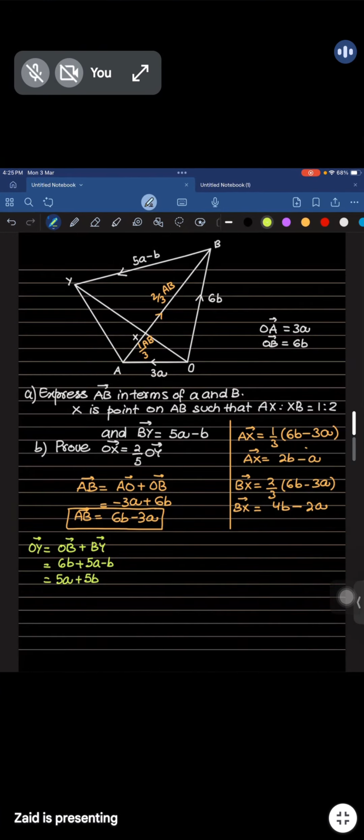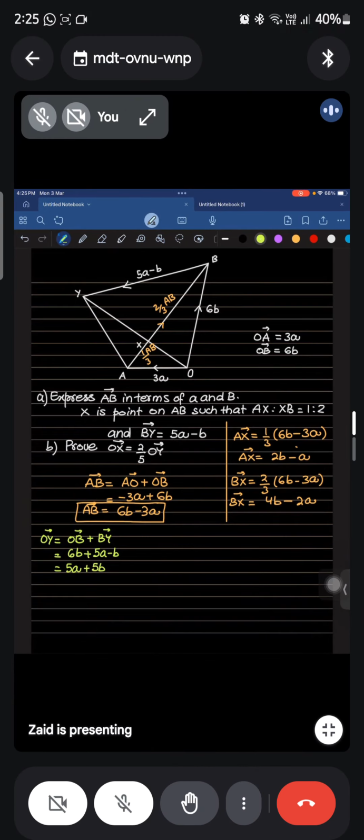Okay. Now let's try to make an expression for OX, because this is what we are going to prove. So we just take 2 upon 5 common, and we get that. So OX, yes, please. Make it OB plus BX. OB plus BX. Yes, okay.